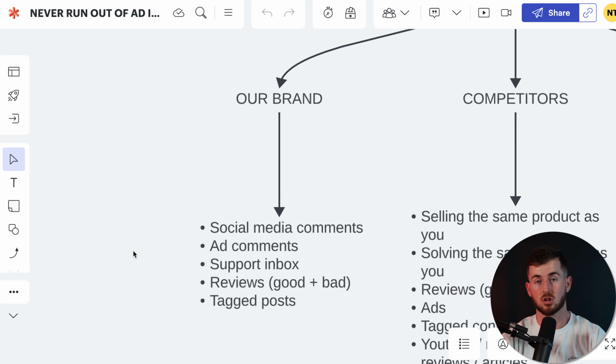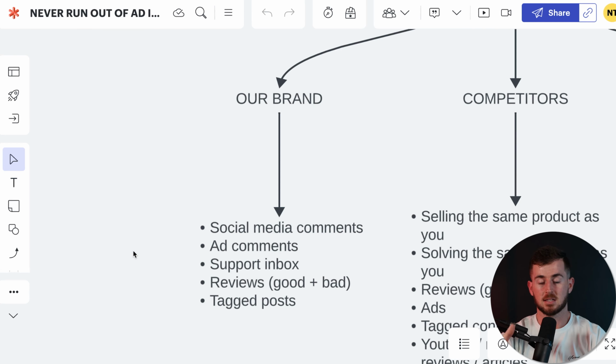But also the good, because the good can also tell us why people are buying, who people are buying for. Are they buying for themselves? They're buying for gifting. Maybe they're buying it for a loved one for a birthday present, for example. We can actually dig deeper into that.